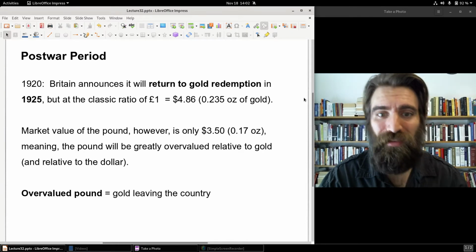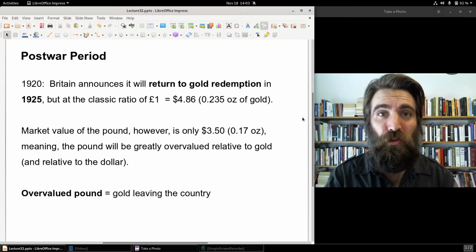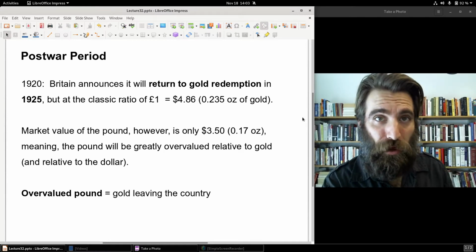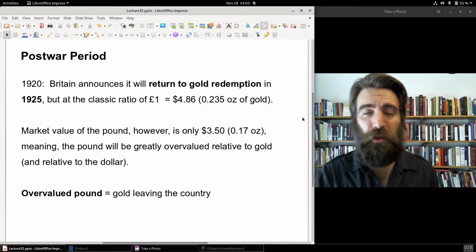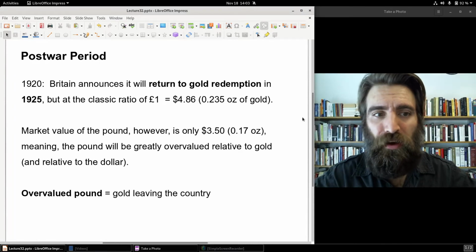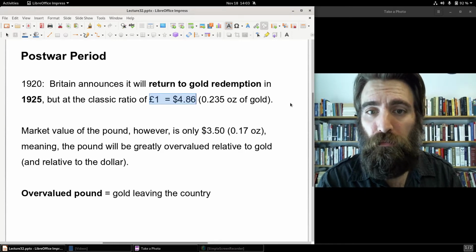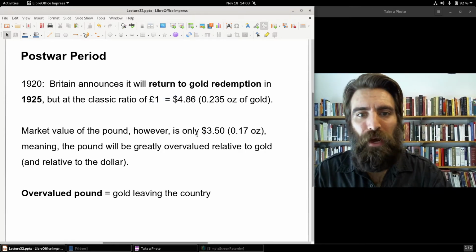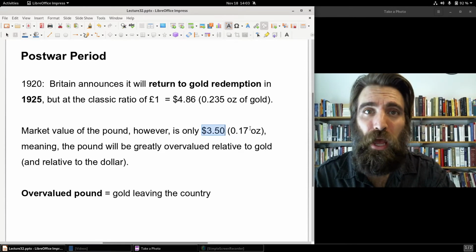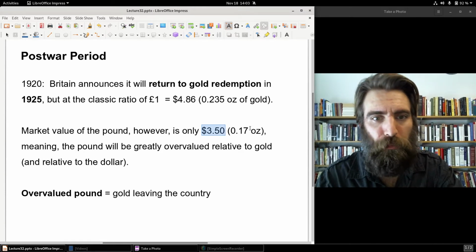The problem is that's not what a pound is actually worth now. The pounds have been so inflated. There's probably at this point double the number of paper pounds that there were during the war on the same amount of gold reserves. So it's pretty clear you're not going to be able to support the pound sterling at the old ratio. All right? The market value of the pound is only $3.50. By the way, at its low point, it was actually like $3.20, $3.40. But by 1920, it was about $3.50. It went barely back up again.